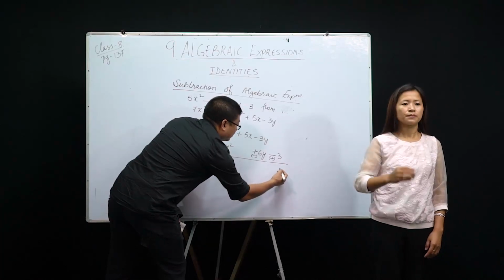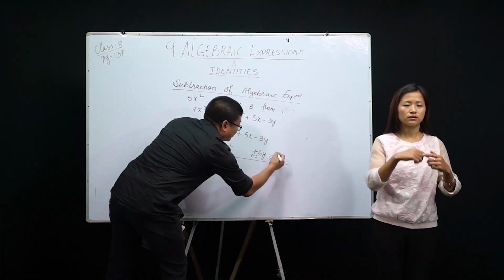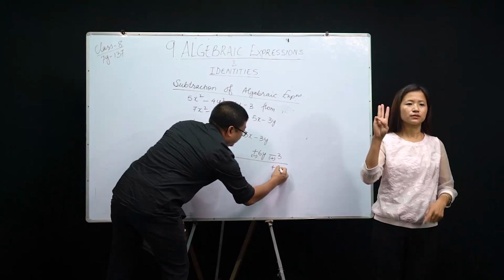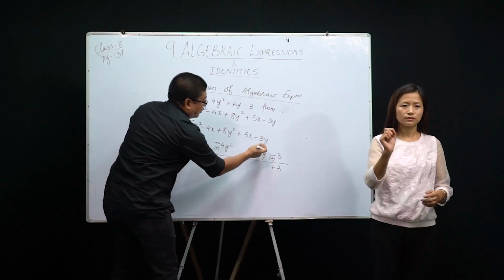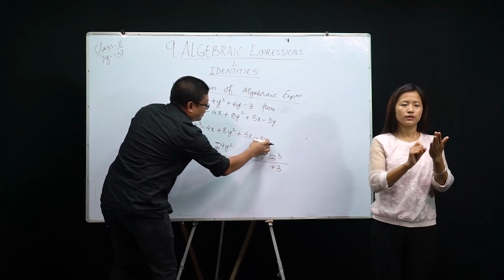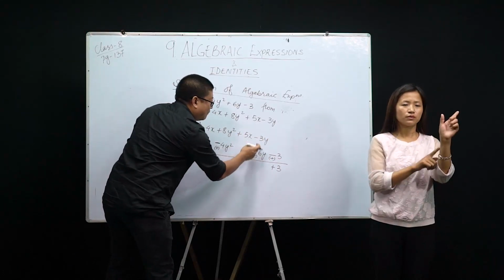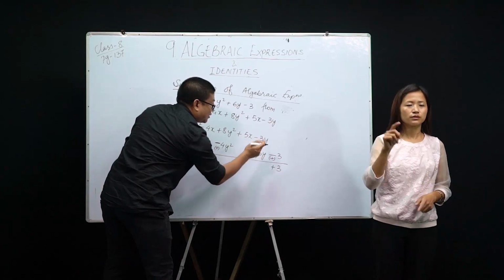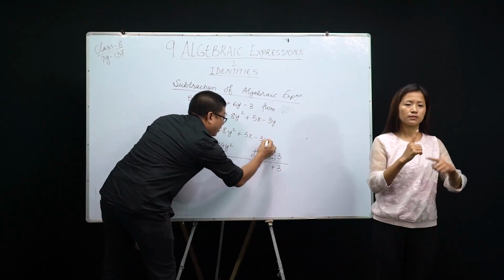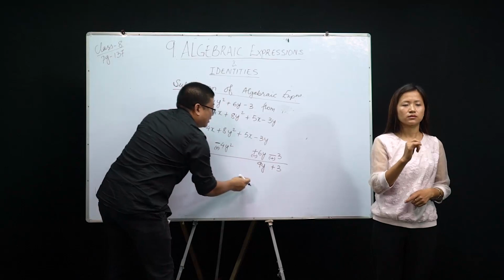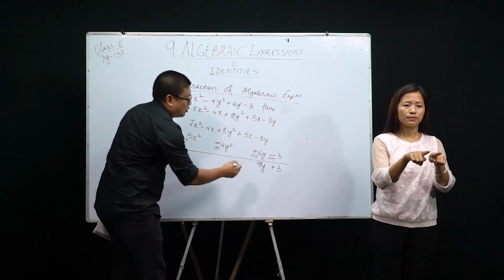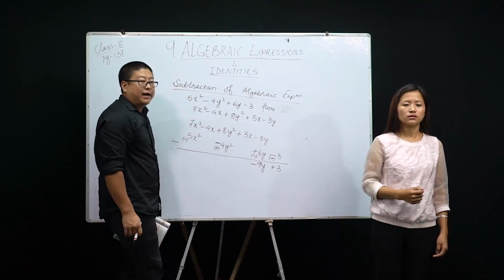So starting with the last number, plus 3. It is the only number here, so we will simply write plus 3. If you look at the second term, minus 3y, minus 3y. Both are minus, so we will add them. So 6 plus 3 is 9. Y will remain as it is. Both of them are minus, so we will write it as minus 9y.